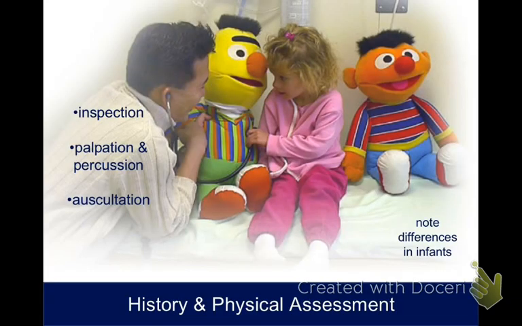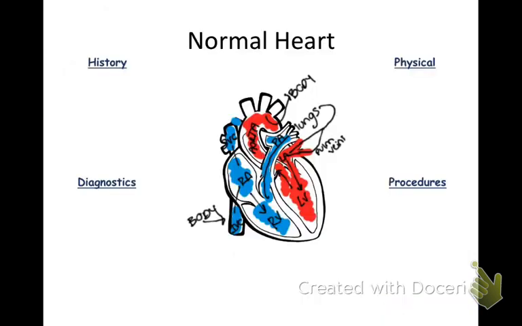All right, so we're going to talk about history and physical. History and physical is really important, just like when we talked about with the respiratory system. So it is important to note things in their history, such as, do they have any history of congenital heart disease? Were they born with a PDA, a PFO, an ASD, a VSD, those things that we're going to talk about? Is there any significant family history of heart issues?